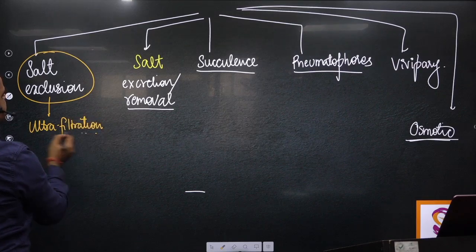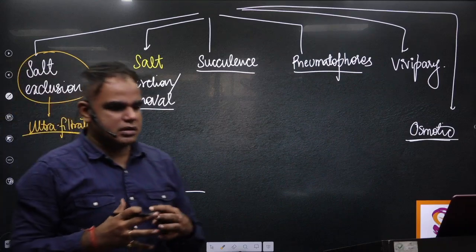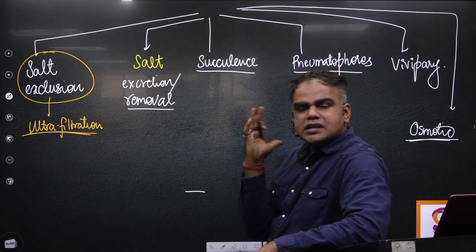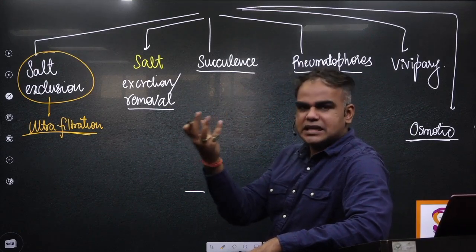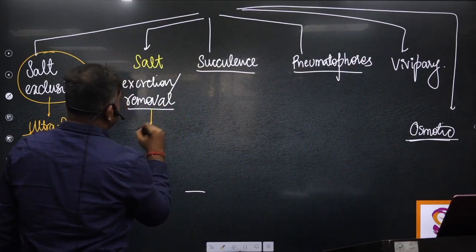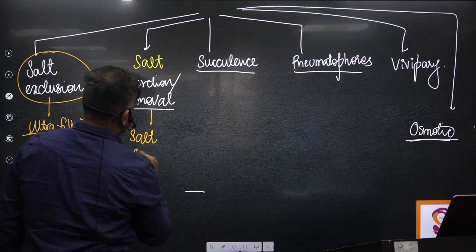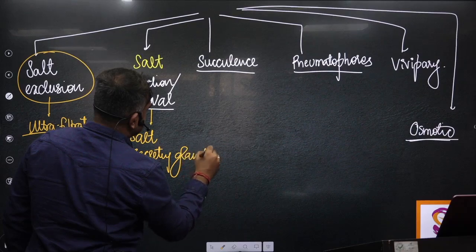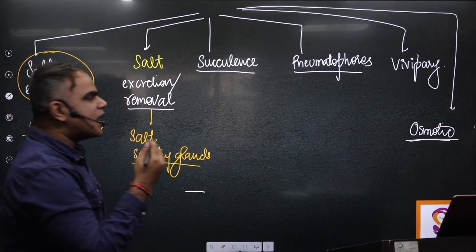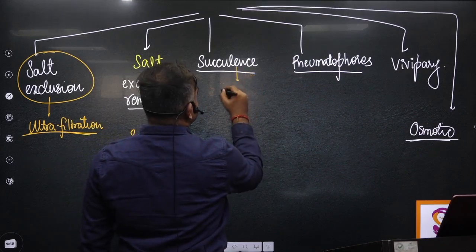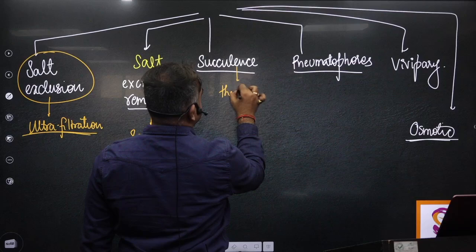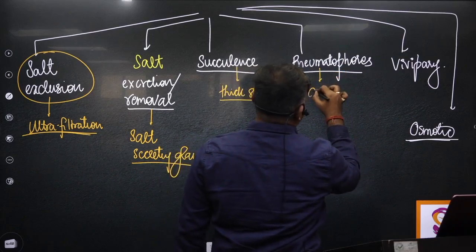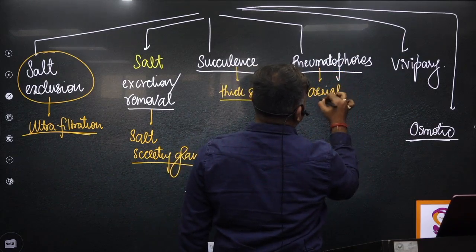If there is too much salt, there are certain mangrove varieties that will exclude it, and some will absorb it and then excrete it. For that salt excretion they will have salt secreting glands. Other than that they will have succulents, so they will have thick stems, thick cuticles. They will also have aerial breathing roots.